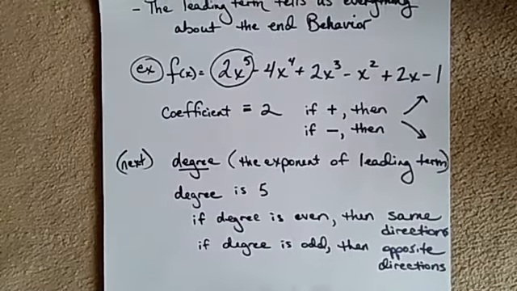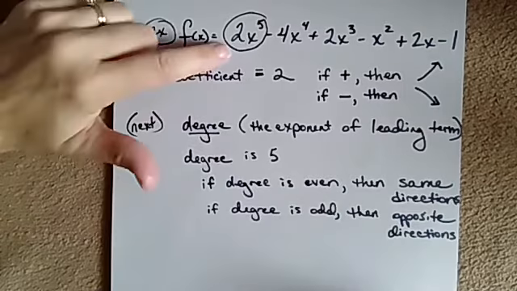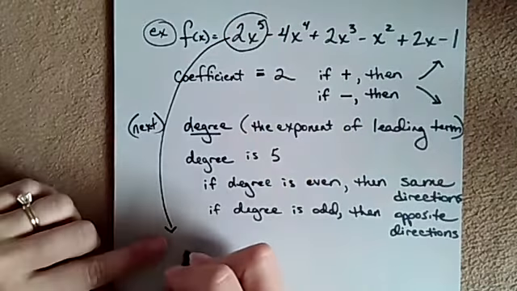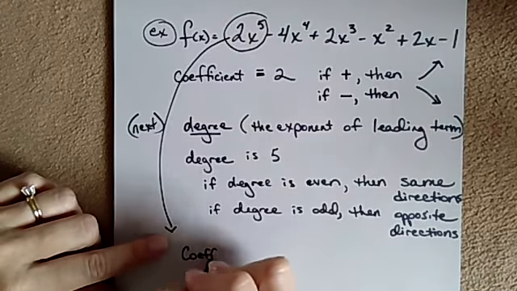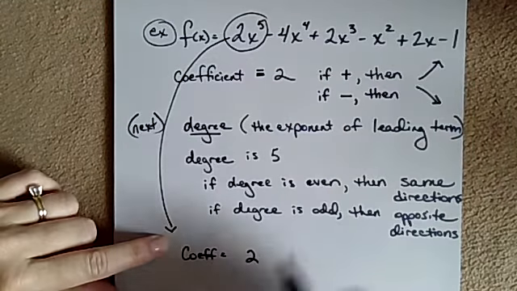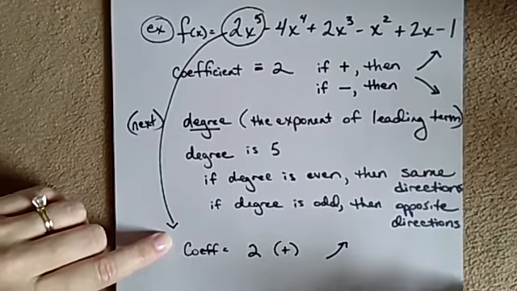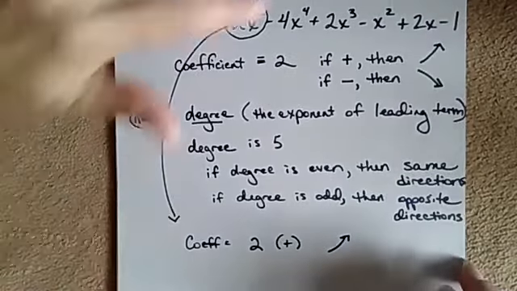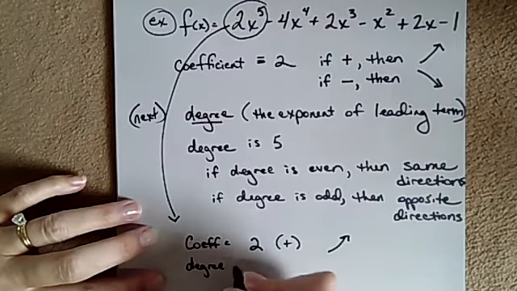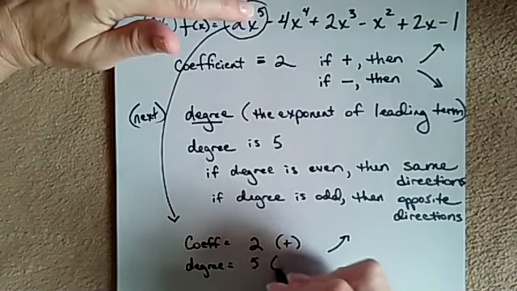Okay, so let's look at this example really quickly again. Okay, so for this example right there, I'll do it down here. My coefficient was 2. And that means because this was positive, positive means it ends up to the right. Okay, and look at the degree. So next, let's look at the degree. The degree is 5. That is odd.